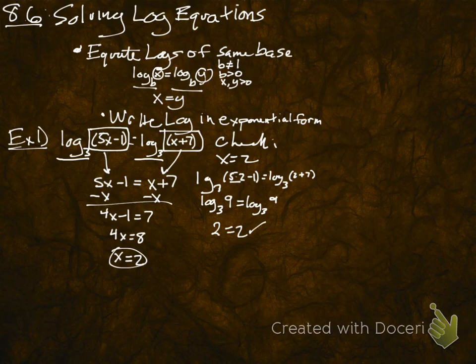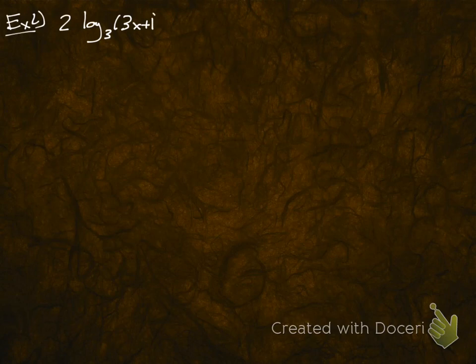Let's do an example that's maybe a little bit more advanced than that. Let's take a look at the following. Example 2. Let's try to solve. When does 2 times the log base 3 of 3x plus 1 equal to 4? Now here you can tell right away we're not going to be able to equate logs of the same base. There's only one log in the problem to begin with, so that first method is out the window.